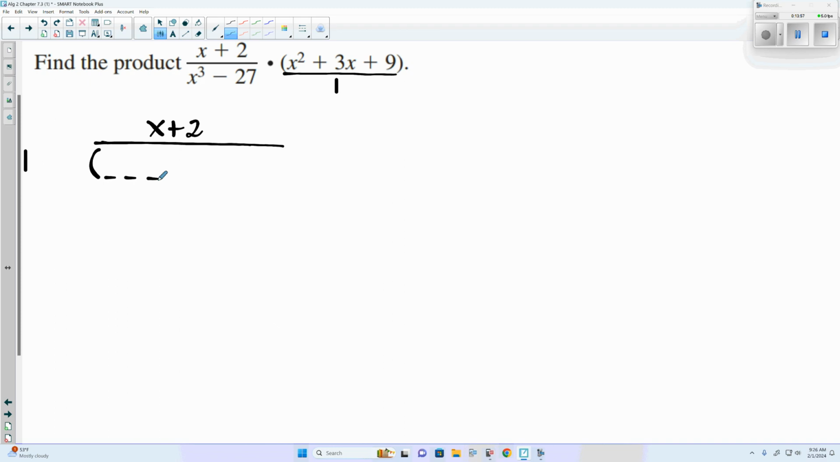Now our 3. Our x cubed minus 27 is most likely going to be a difference of two cubes. We can check that off to the side. Cube root of x to the 3rd is x, and yes, the cube root of 27 is 3. Now at this point, again, we're going to have our signs and do this here for the cube.